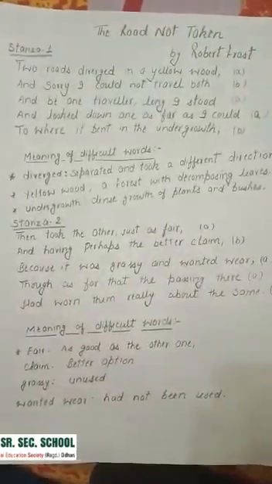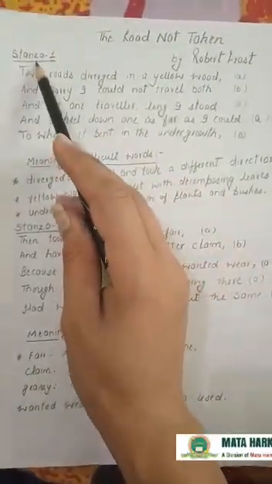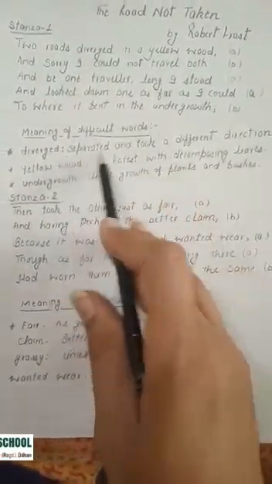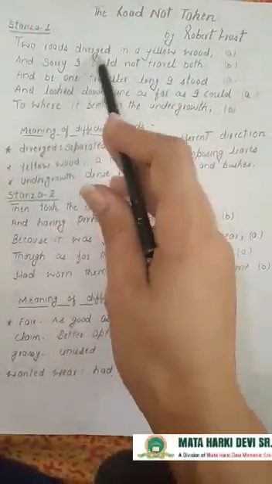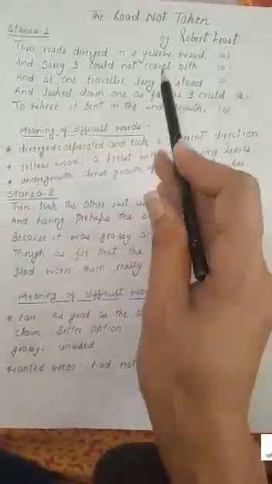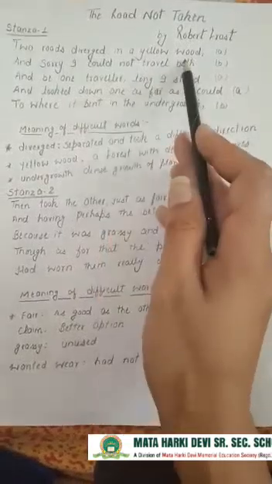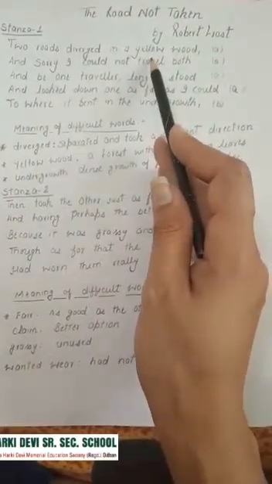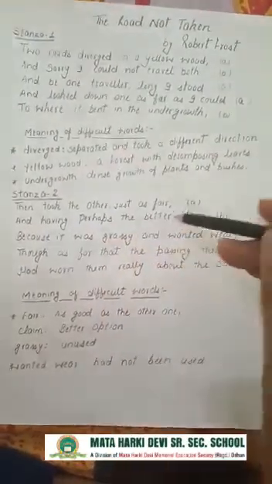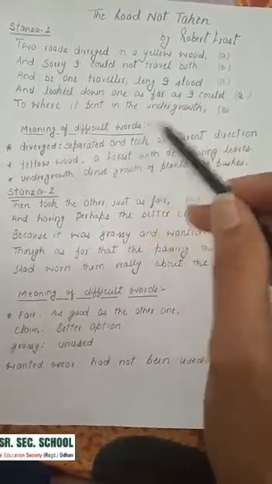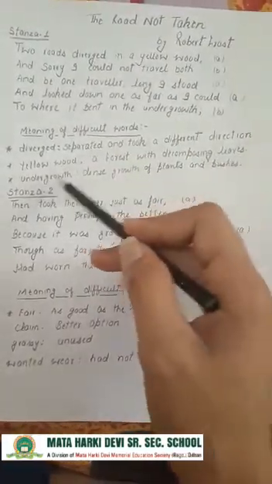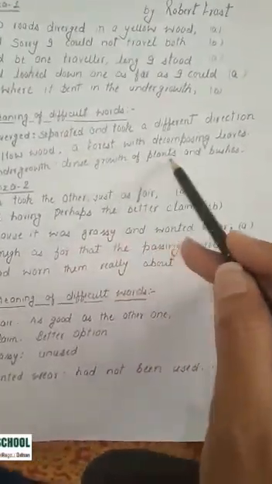Let's start with the poem. Stanza first. Take a look at the difficult words with easy meanings. Diverged from the first line. Easy meaning: separated and took a different direction. Yellow wood from the first line. Wood means forest and yellow represents here the autumn season. In autumn season, all the leaves of trees become yellow. So the easy meaning here is a forest with decomposing leaves. Undergrowth from the last line: dense growth of plants and bushes.